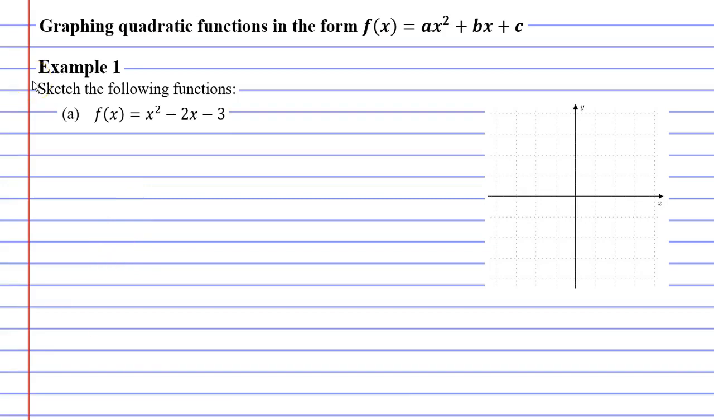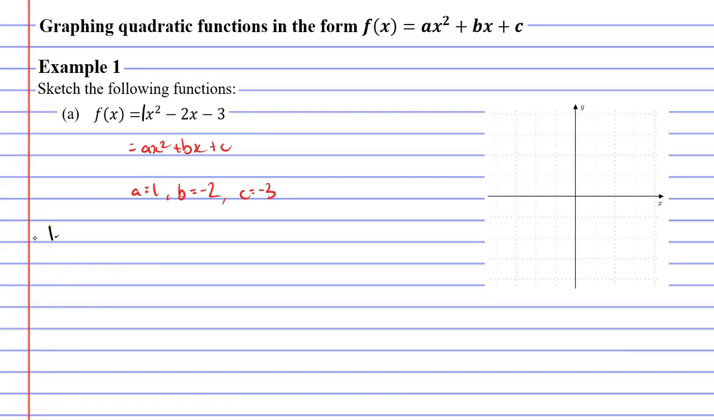You might notice that this quadratic function has been written in the form ax squared plus bx plus c. Now there's no number to the left of x squared, which means that technically we have the number 1 here. So we can see that a equals 1, b equals -2, and c equals -3. We'll make a note of that. A equals 1, b equals -2, and c equals -3.